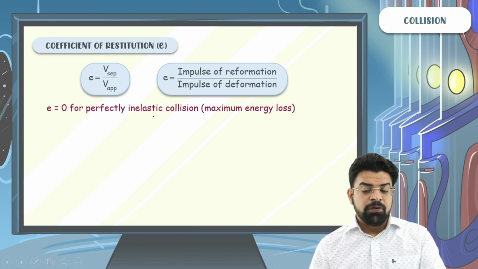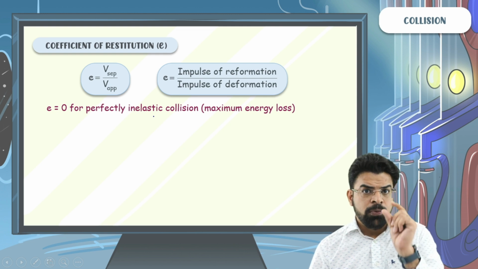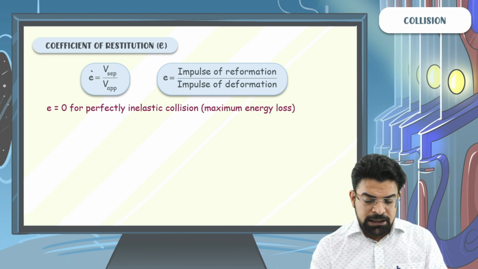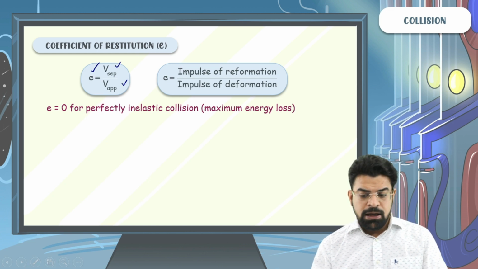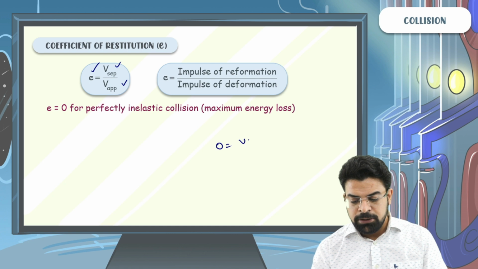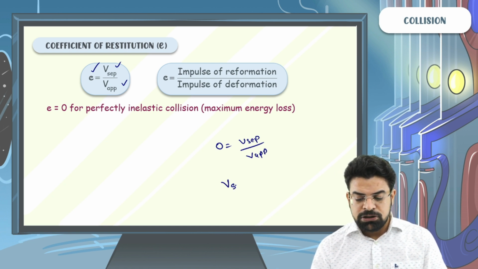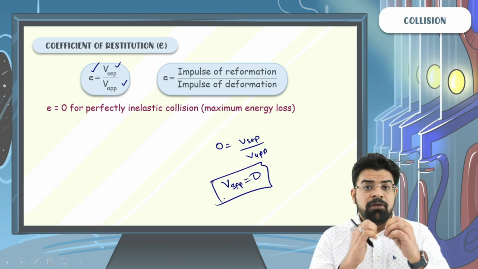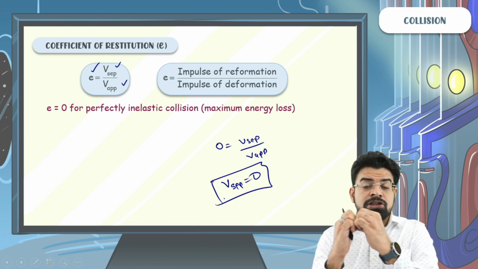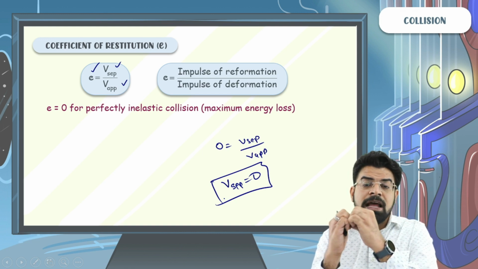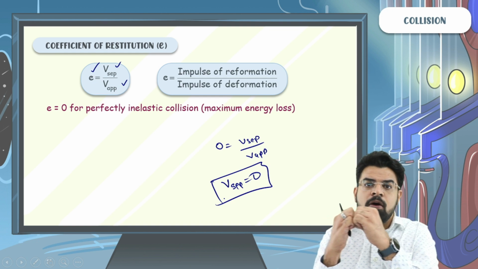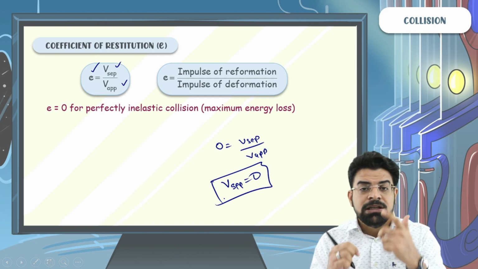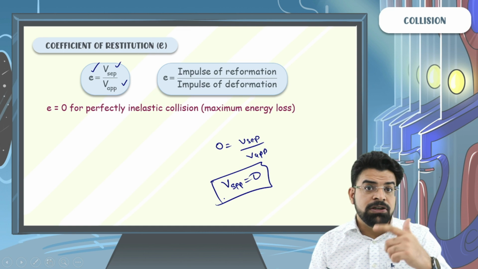What is the meaning of perfectly inelastic collision? Look at both the definitions. When I say that coefficient of restitution is velocity of separation upon velocity of approach, if I say that coefficient of restitution is 0, it means that velocity of separation upon velocity of approach is 0. This means that velocity of separation has to be 0. This means that after the collision, the bodies do not separate from each other. They have the same velocity along the line of impact just after the collision. This is the meaning of having coefficient of restitution 0.